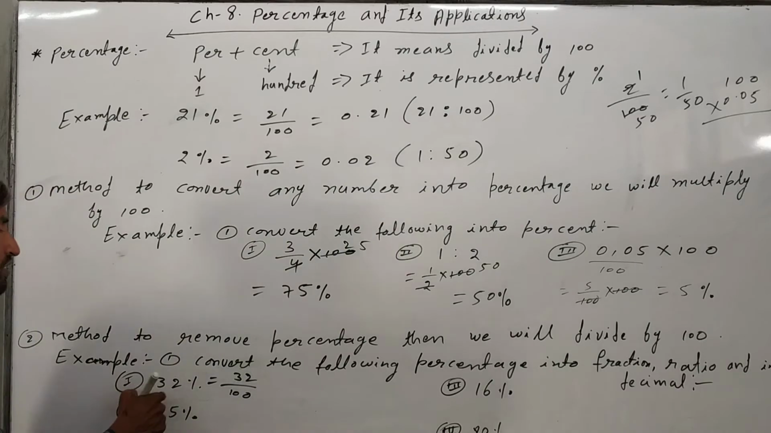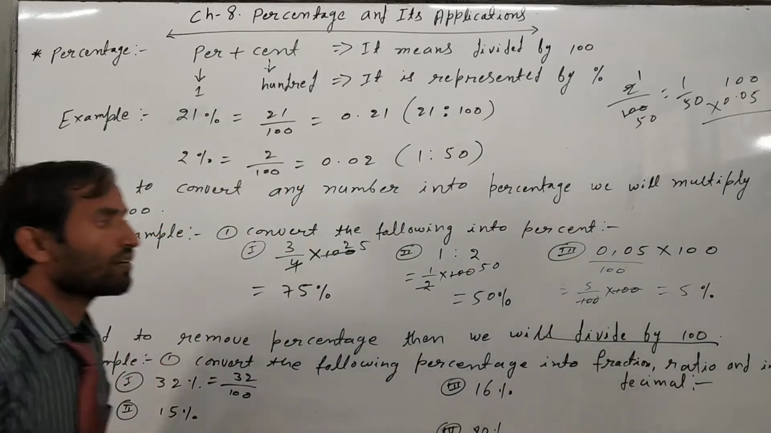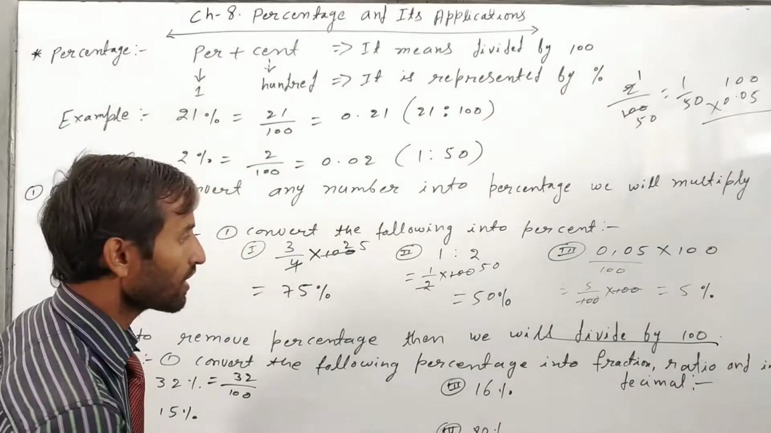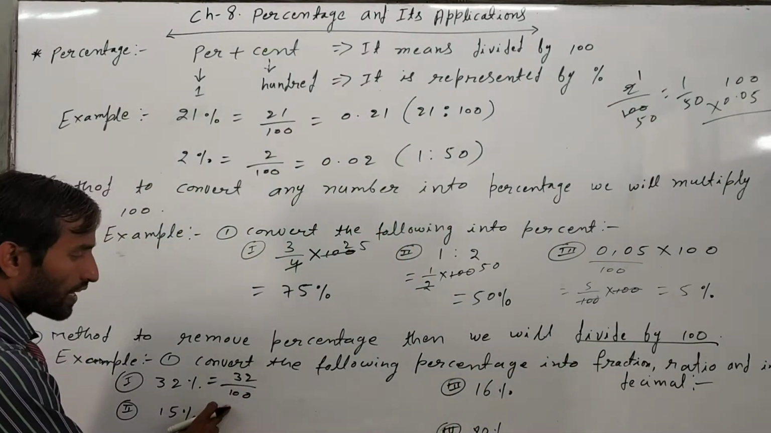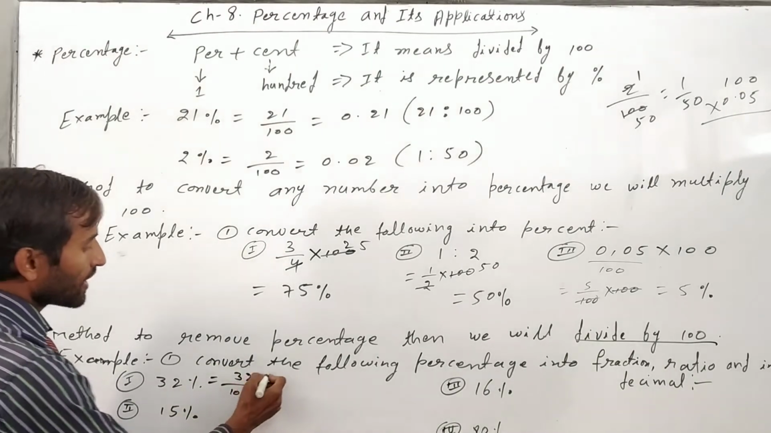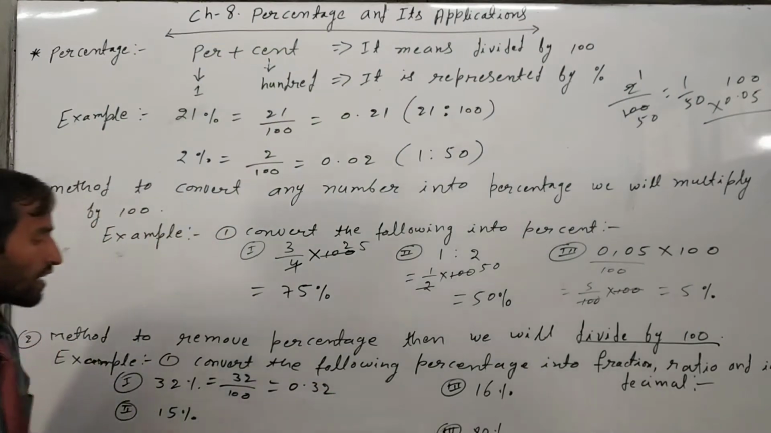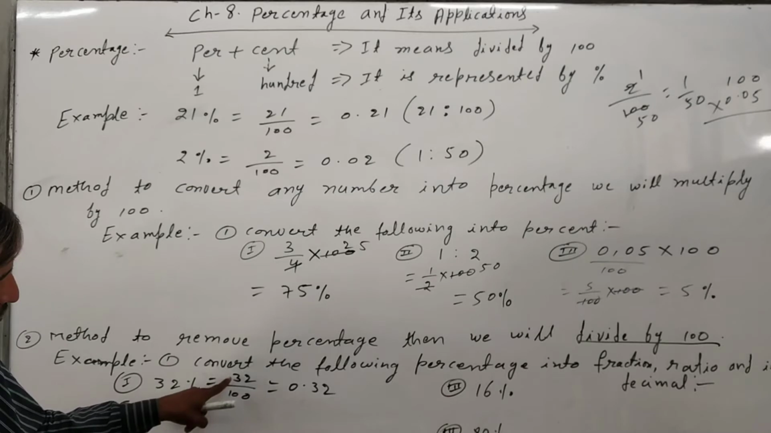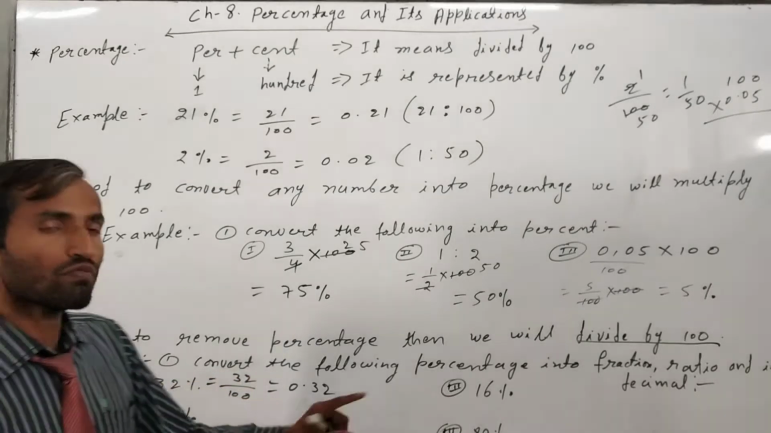We have to remove the percentage, which means we have to divide by 100. Whenever we remove the percentage, we divide the number by 100. That's why I have divided by 100, so it will come upon 100. Now this one is the fraction. Now you can convert to decimal, so it will become 0.32, because with 100 in the denominator, after 2 digits it will come point.